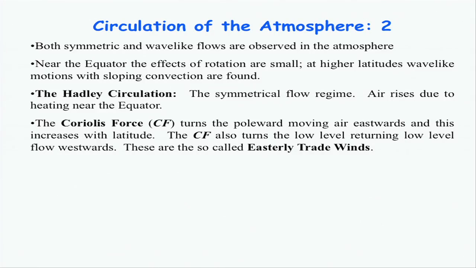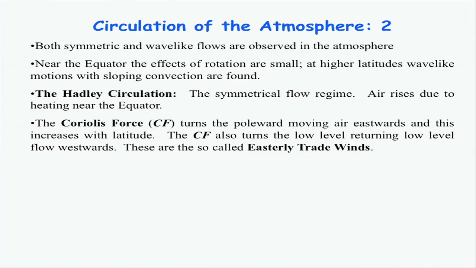Well, the poleward moving air is going to be affected by the Coriolis force. And that Coriolis force increases with latitude. And what it's going to do is it's going to turn returning low-level flow westwards. You'll see that in the figure in a moment. And that's what produces these easterly trade winds along the equator.